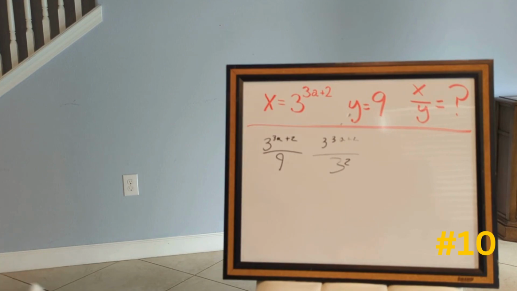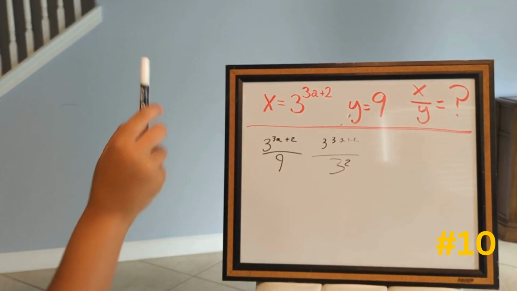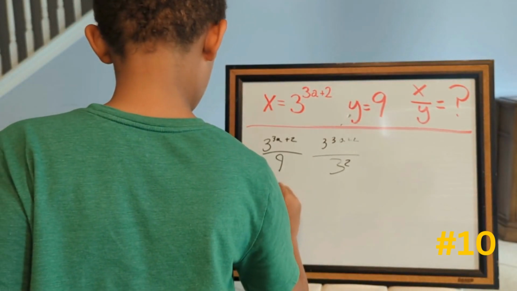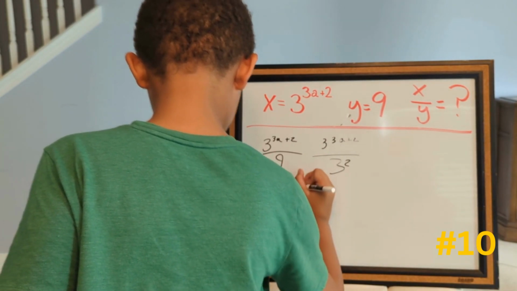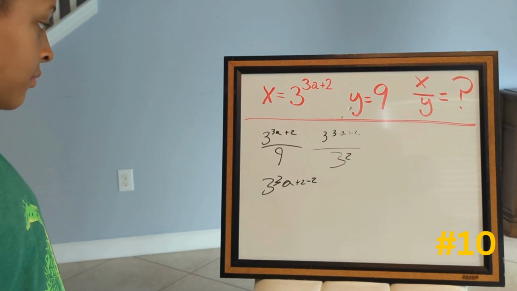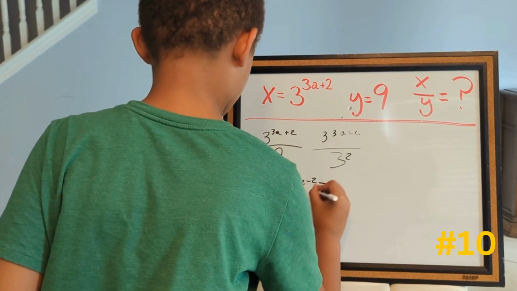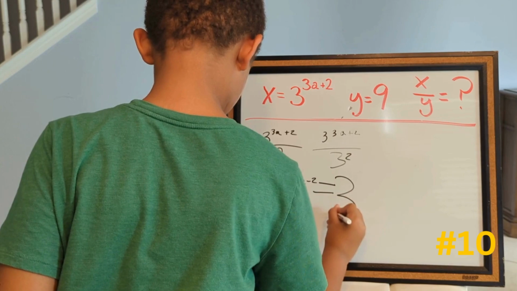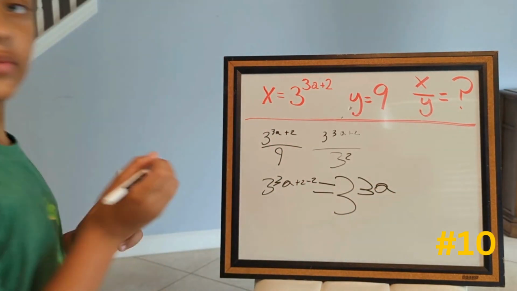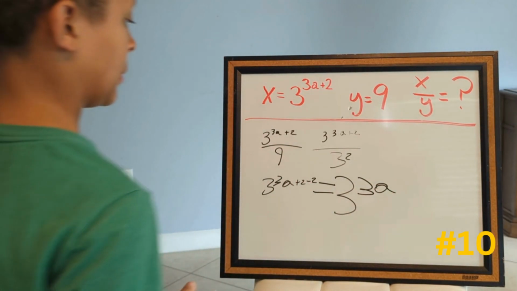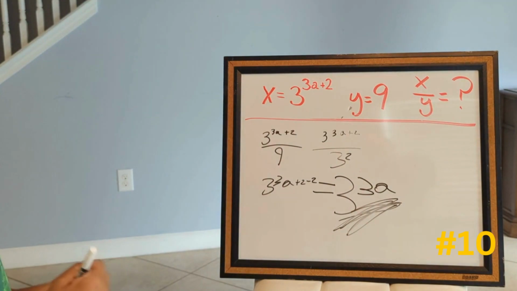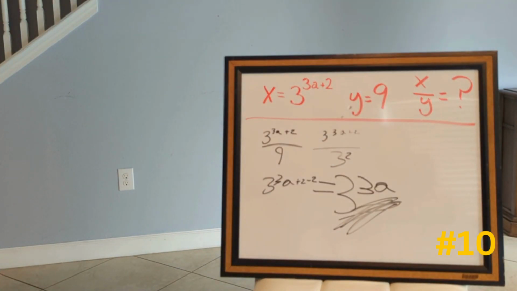Good job. All right, next step, we can go ahead and write one base of 3. And then remember, when you're dividing, your exponents subtract. Okay, so we have 3 to the 3a plus 2 minus 2. And now we can simplify that to 3 to the 3a. The 2 minus 2 at the end canceled each other out. So we are all set here. Thank you, Owen.